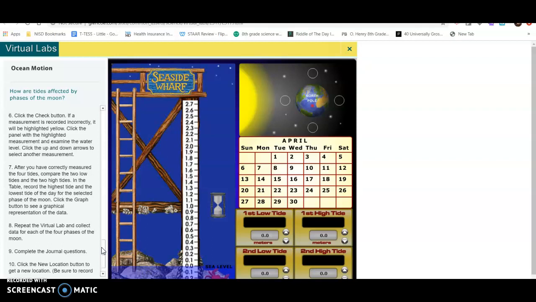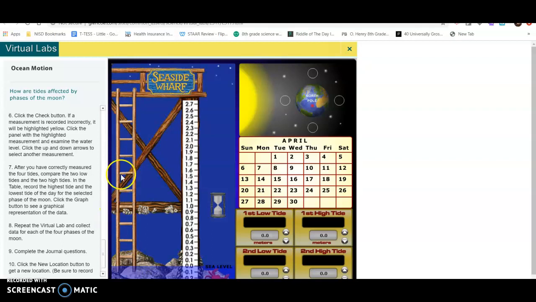In the table, record the highest tide and the lowest tide of the day for the selected phase of the moon. Click the graph button to see a graphical representation of the data. Repeat the virtual lab and collect data for each of the 4 phases of the moon. Complete the journal questions and click the new location button to get a new location.